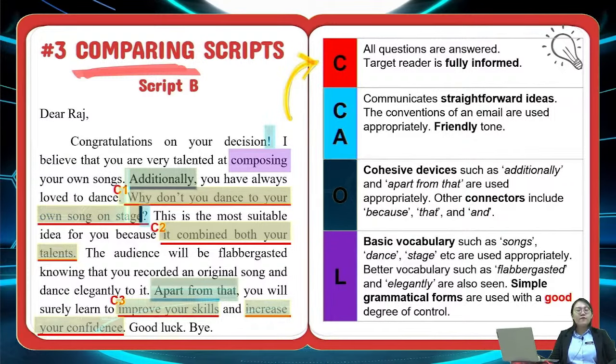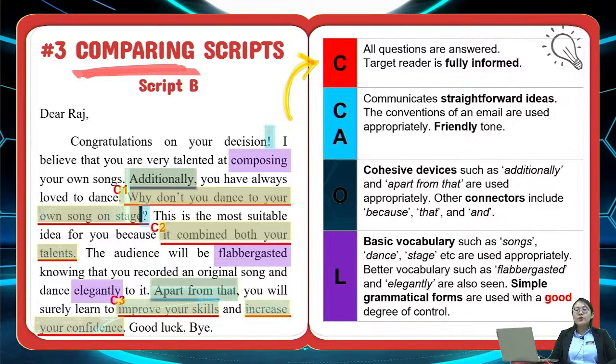Alright, as for language, most of it is basic vocabulary. We can see basic vocabularies like songs, dance, stage, etc. They are used appropriately. And we can also see better vocabulary, such as the word composing, instead of using the word like writing a song, words like flabbergasted, words like dance elegantly. So these are some better vocabularies that we're able to identify in this script.